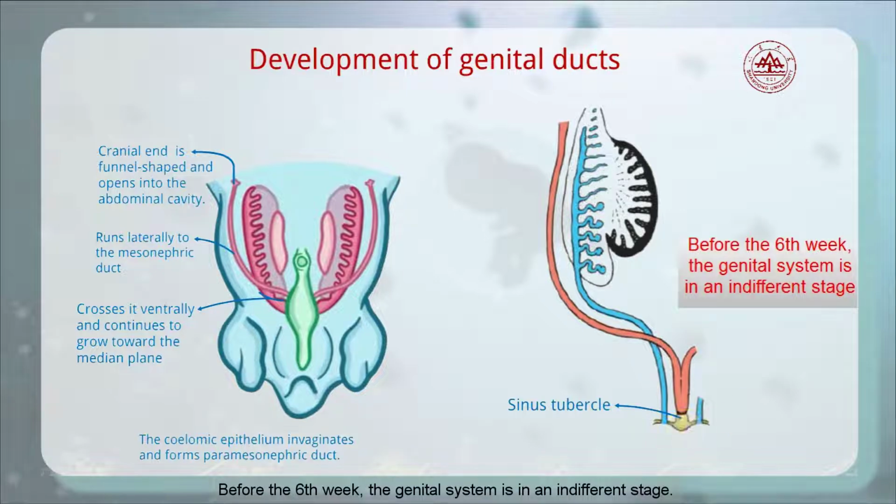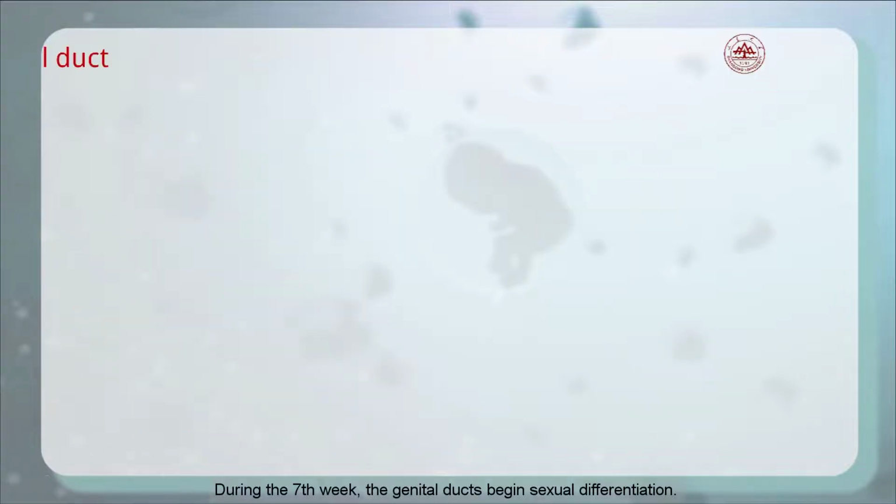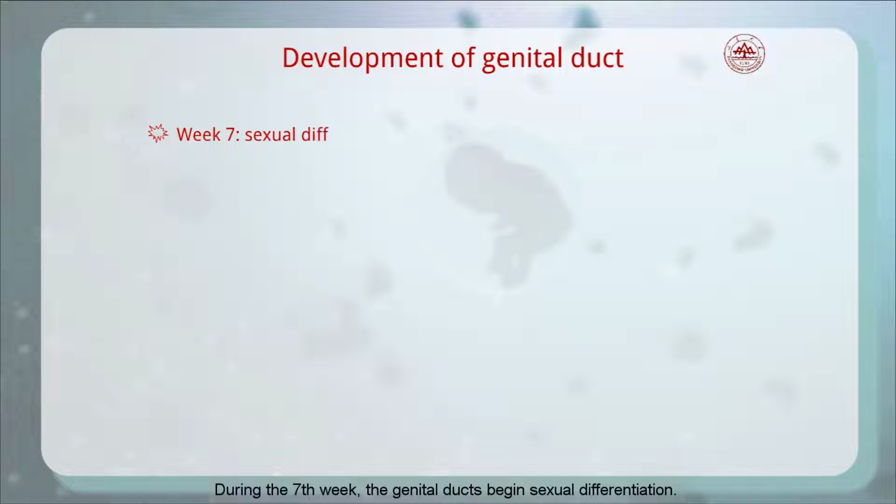Before the 6th week, the genital system is in an undifferentiated stage. Both pairs of genital ducts are present. During the 7th week, the genital ducts begin sexual differentiation.